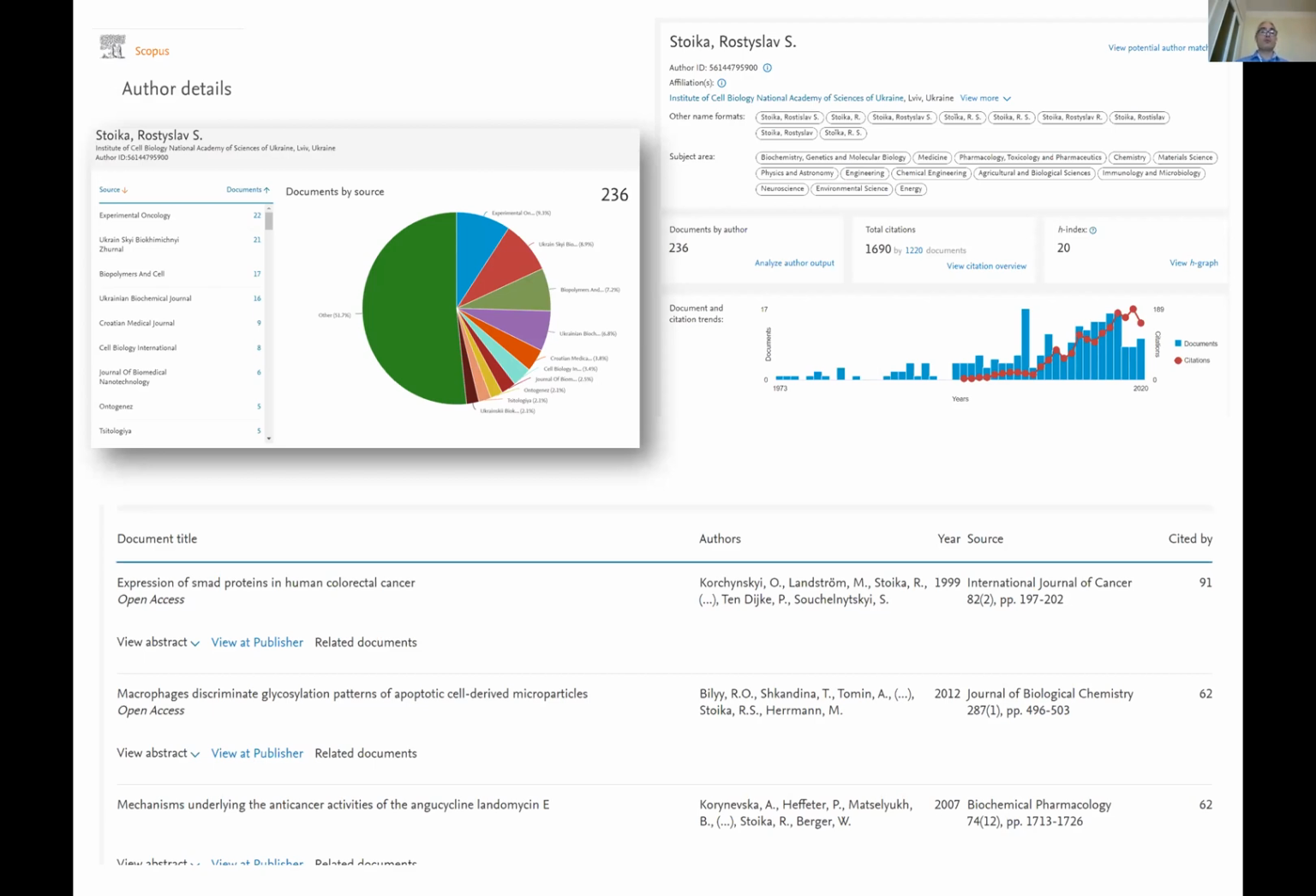Here is a profile of Professor Rostislav Stoica. I just refer to this good example because it's relevant to Eastern Europe. So we can analyze where this author published and how he published. Of course, we see that he published more than 200 articles, Hersh Index is 20, and in most of his articles he has several co-authors. So it's good to have several co-authors. If you publish a lot of articles as a solo author, you diminish chances of increasing your Hersh Index. So it means that authors in academic groups may have more influence than solo authors, like mathematicians or humanitarians who publish just solo-authored articles.